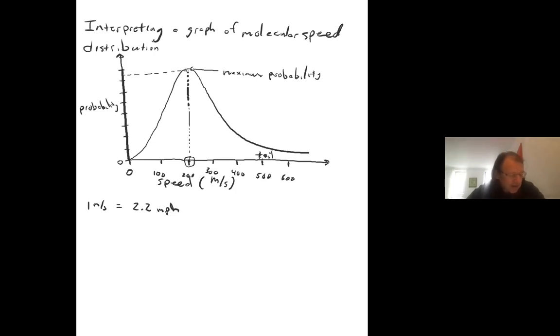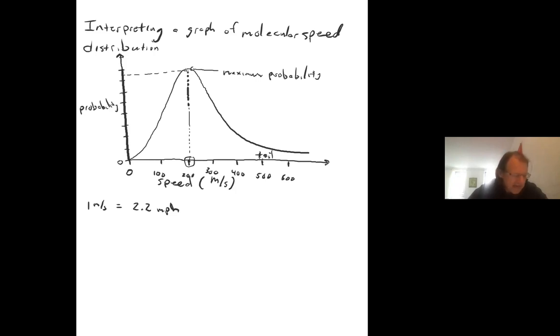for that graph. Now, the way that graph looks depends on temperature. It depends on the molar mass of the molecules, right? Those are the two variables that we looked at earlier, temperature and molar mass. But these distributions look something like this, okay? So let's take a look at a question.